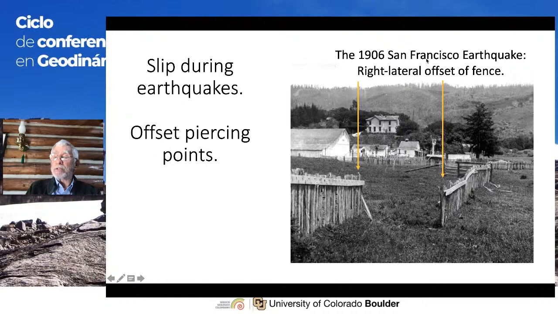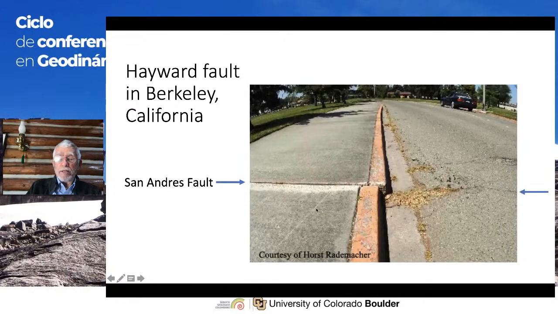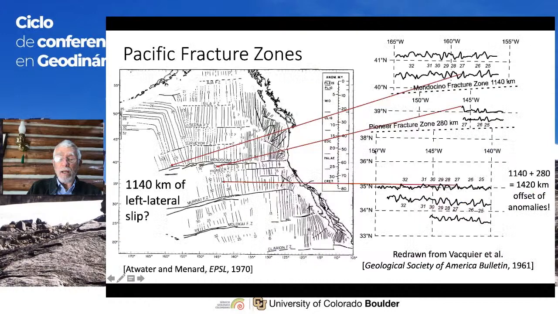The 1906 San Francisco earthquake, the most important earthquake for seismologists ever, there's a right lateral offset of this fence. This fence used to be aligned next to that, right there, offset in a right lateral sense. San Andreas Fault going through Berkeley, California. The fault comes along, offsets the curve, it continues out. This is common sense to all geologists, certainly to earthquake geologists.